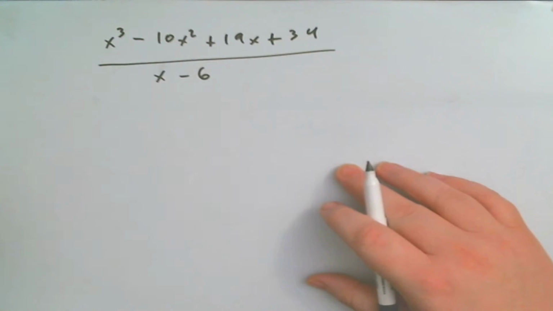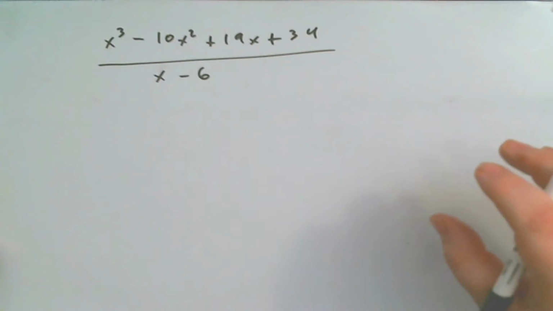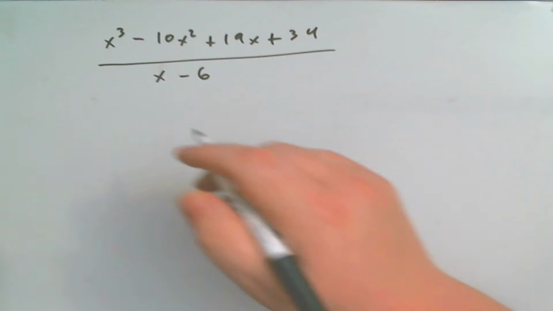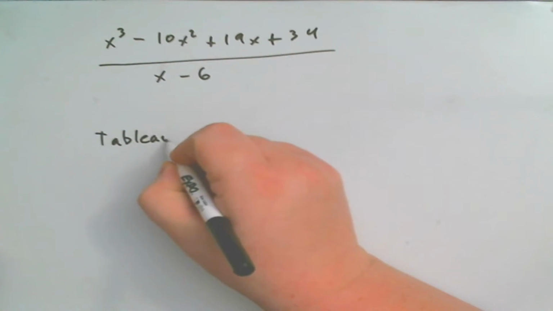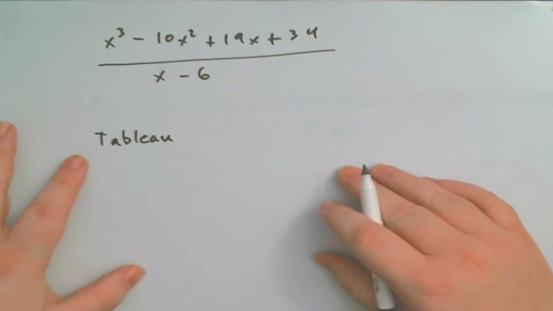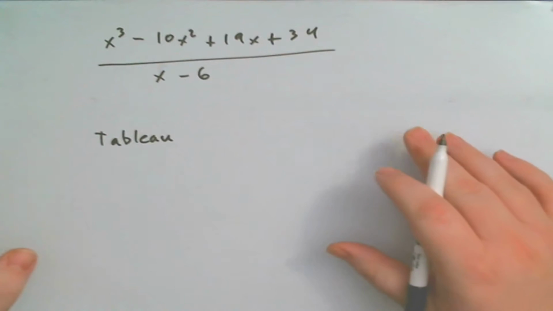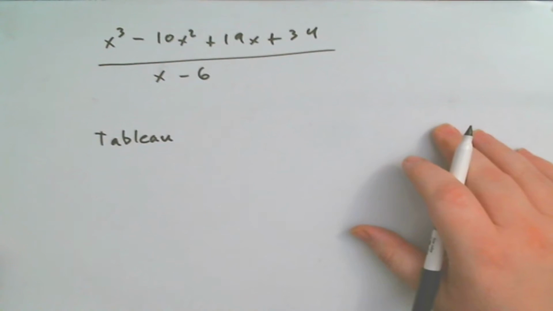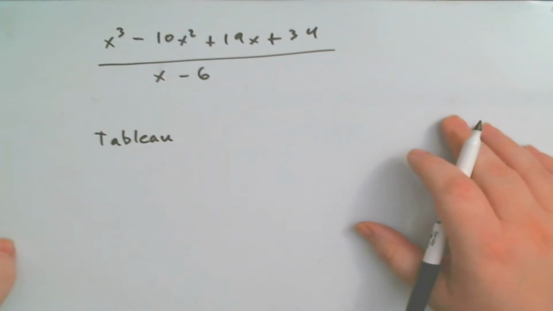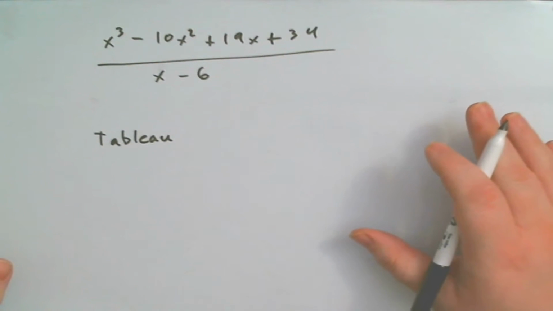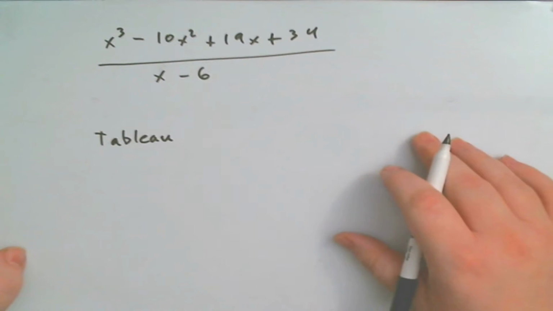Now, the key to being successful with synthetic division is organization, making sure that your tableau, which you're going to see shortly, is organized. This tableau has columns and rows, and you want to keep them very clearly organized. If you don't, then synthetic division, as with any division algorithm, gets tricky and you can lose track of where you're at. So how do we set up this tableau?